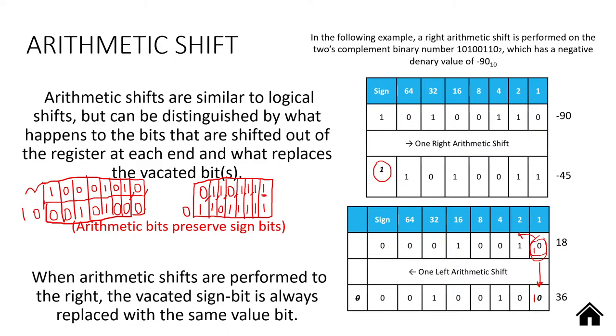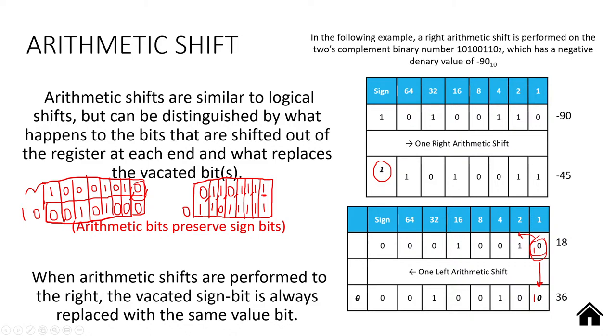Okay, so all you've got to do is look at the last bit, really. Simple as that. You just got to remember, if that was logical, it would just be zero all the time. But arithmetic requires a little bit more thinking.